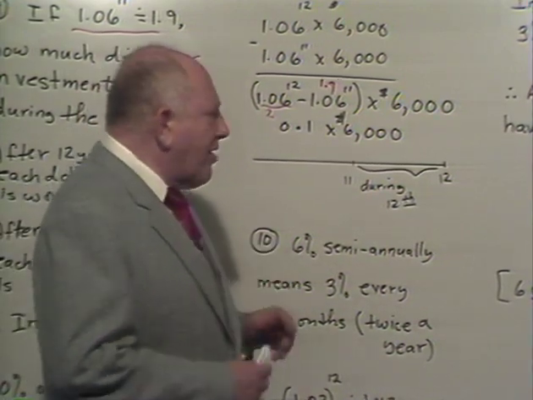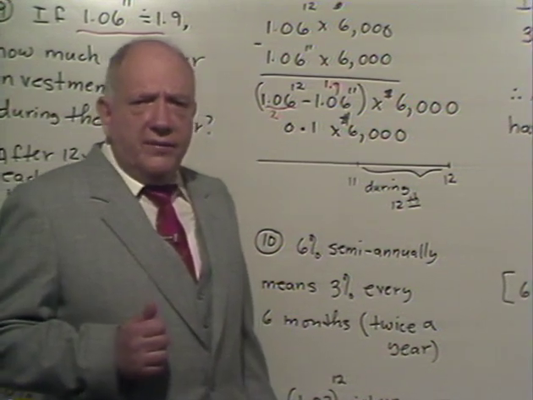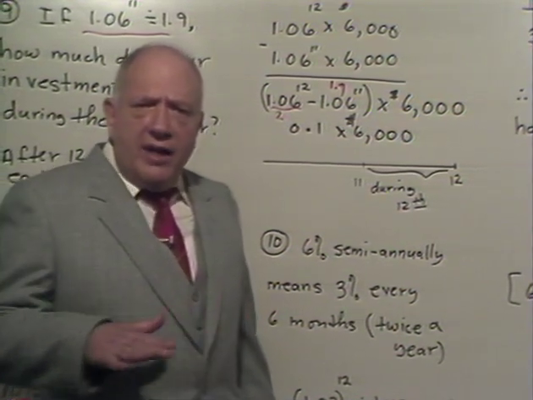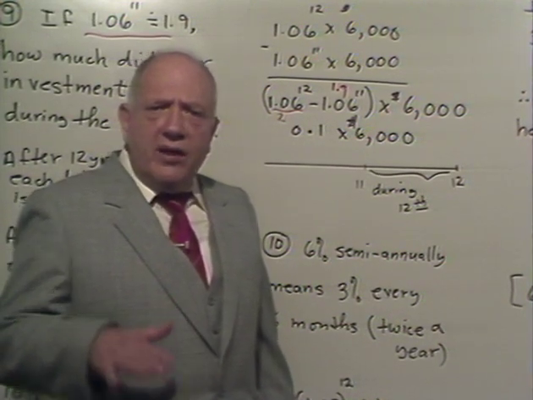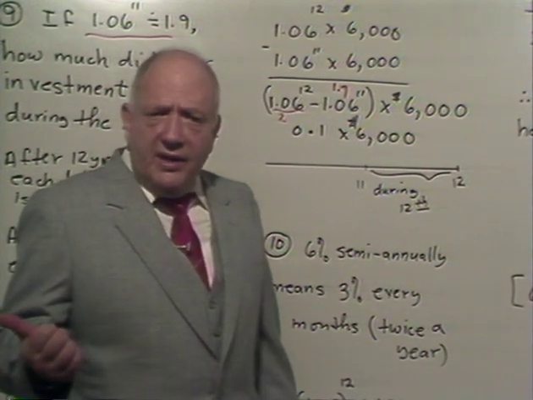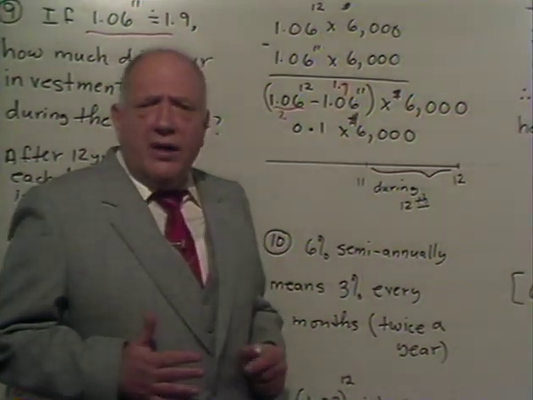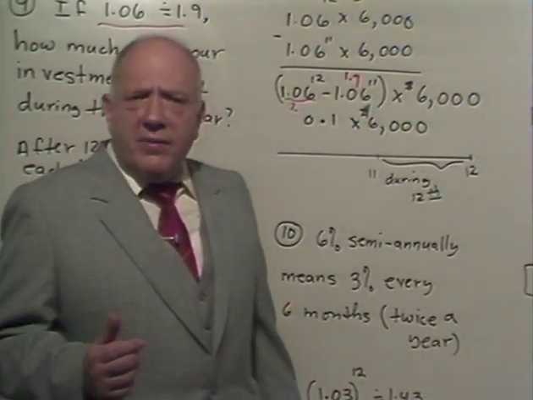Okay, now the last problem deals with something that banks do to make things more attractive. Rather than pay you the 6% once at the end of the year, they'll split the difference. They'll give you 3% after 6 months and then 3% after the year. And at first glance, you say, well, isn't that the same thing? Isn't 3% twice the same as 6%?